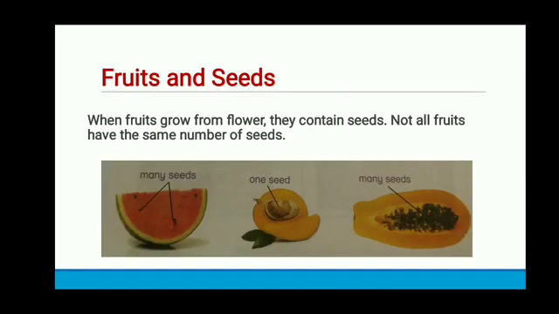Our next topic is fruits and seeds. Students, have you ever noticed that all fruits do not have the same number of seeds? When fruit grows from one flower, they contain seeds. Not all fruits have the same number of seeds. Some, like the mango, have only one large seed. Others, like papaya and watermelon, have many tiny seeds. So it is clear that all fruits have different number of seeds.